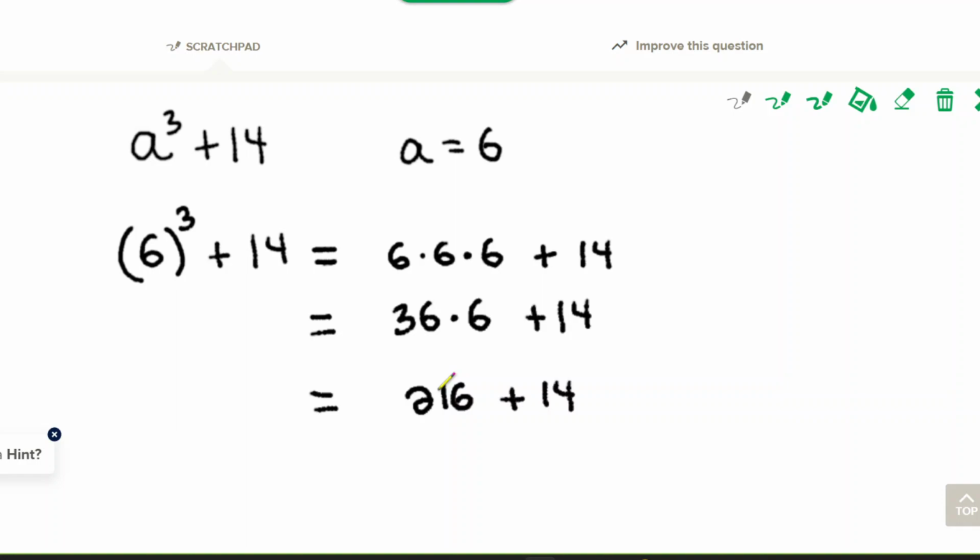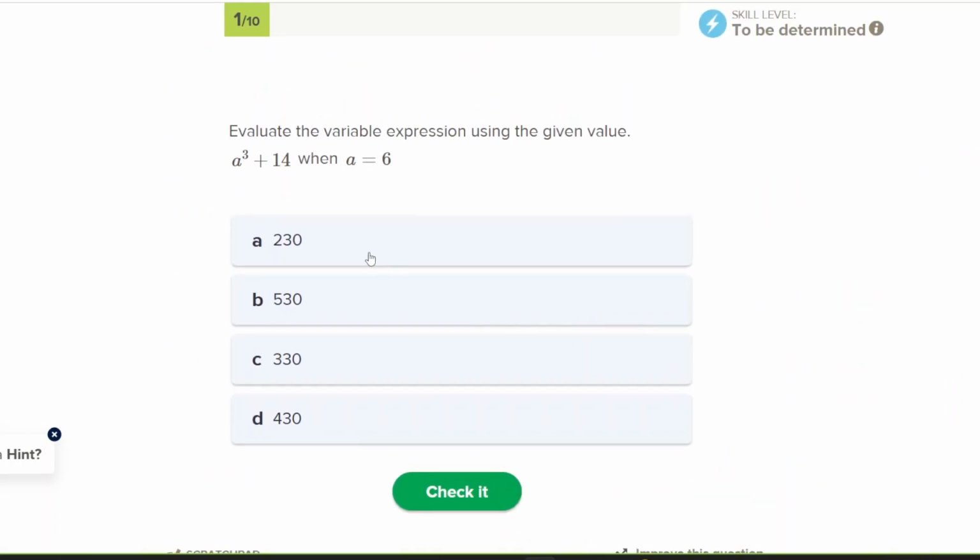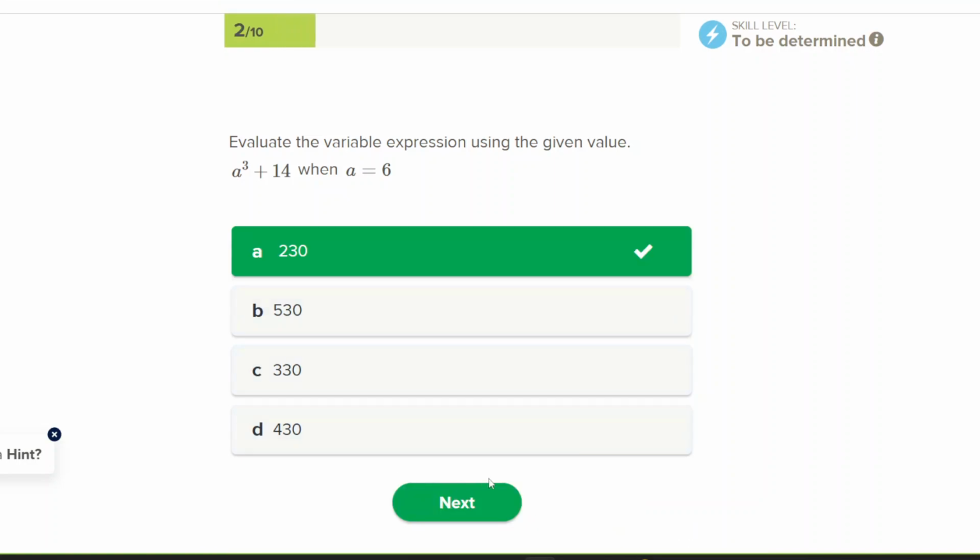And then we're going to add 14. The only operation left is addition now. And 216 plus 14 would be 230. This is what they're asking us to find, right? Find the single value of the expression after replacing the variable a with 6. And it would be a value of 230. So back on the choices, 230 was choice A. Let's check it out. And wonderful. All right. So the next example.